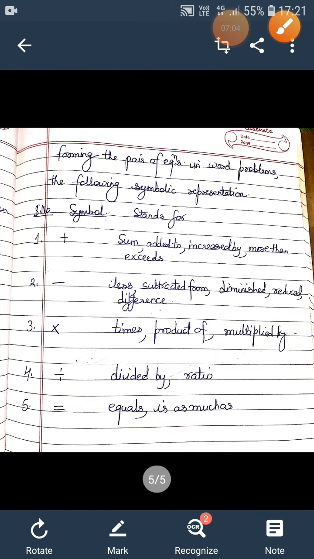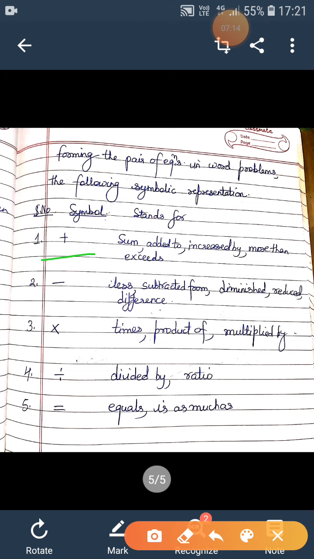Let us see what are some basic terms involved in it. In word problems, we have the following symbolic representation. For example, in serial number 1, we have the symbol plus. And how do we identify that we have to add the terms? If the word problem says sum, added to, increased by, more than, exceeds, then you should know that you have to put a plus sign. These are some key points here.